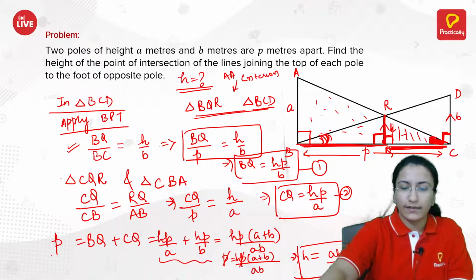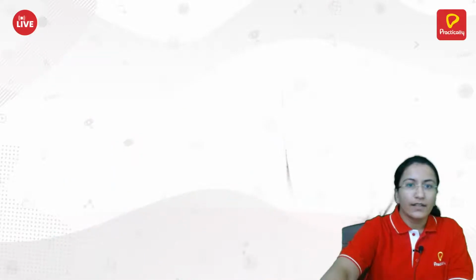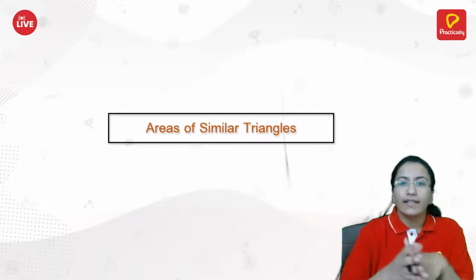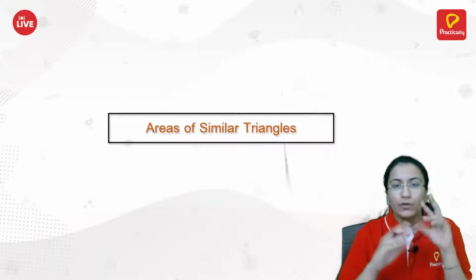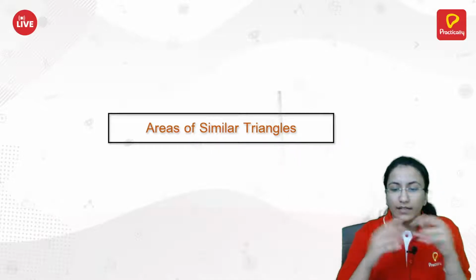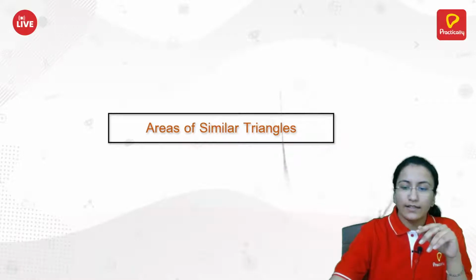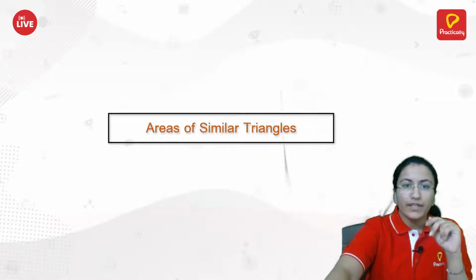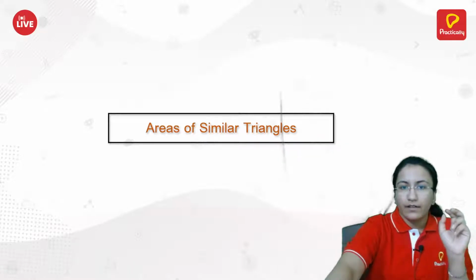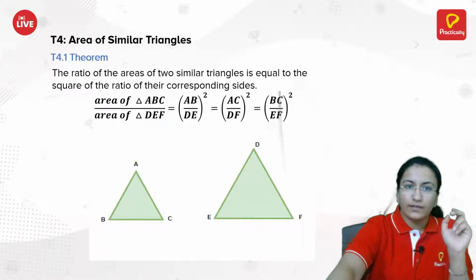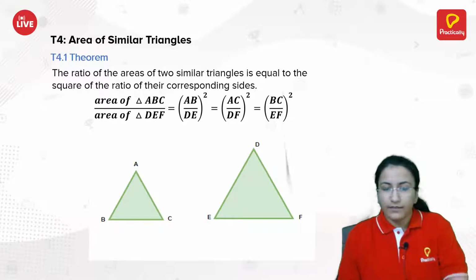Okay, let's just jump to the next topic. Next topic here is areas of similar triangles. How do we compare, like what relation do the areas of similar triangles have with each other? Okay, so let's just jump to that section. How areas of similar triangles are related to each other. The result is as under.